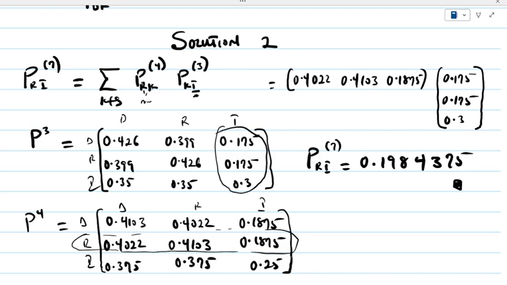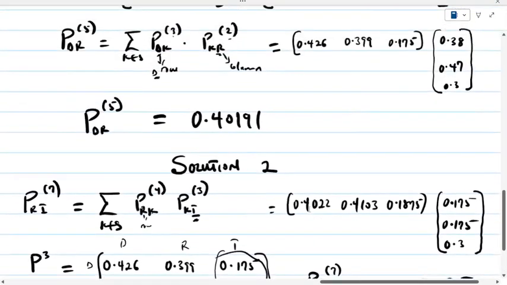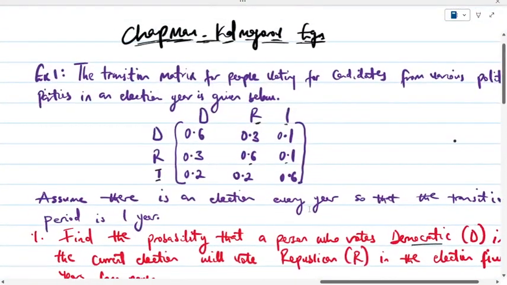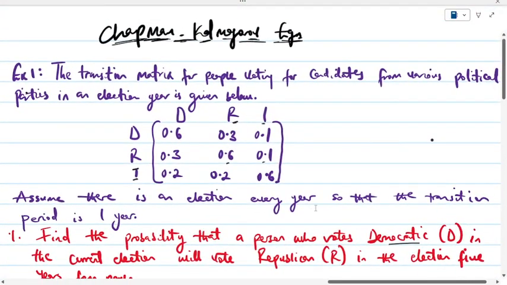So that is how to implement the Chapman Kolmogorov equation. Very helpful in order to check the transition from one state to another over a higher number of steps.